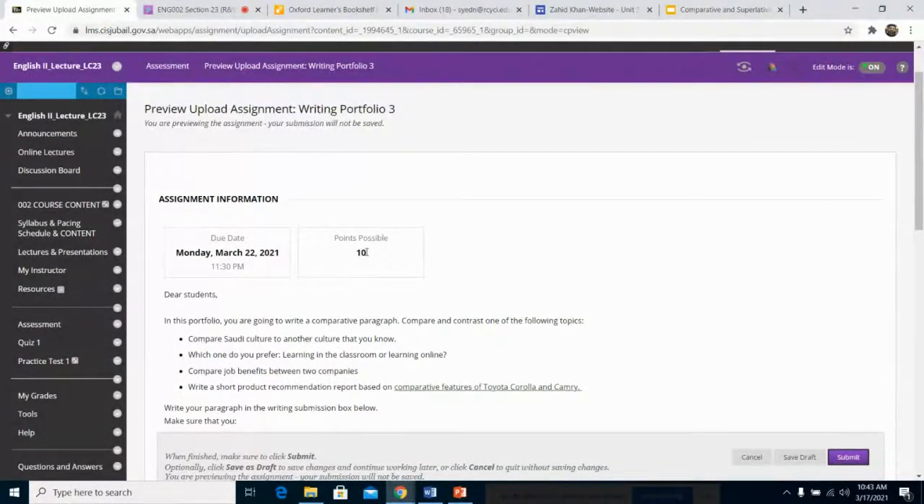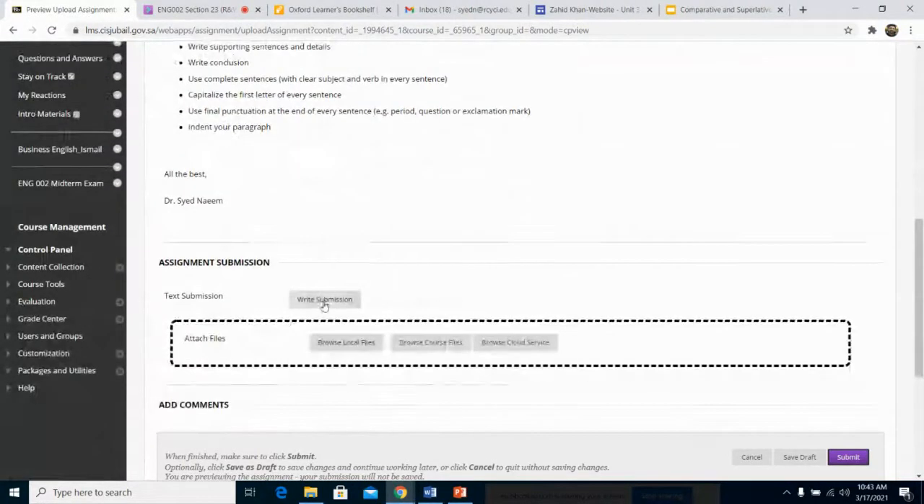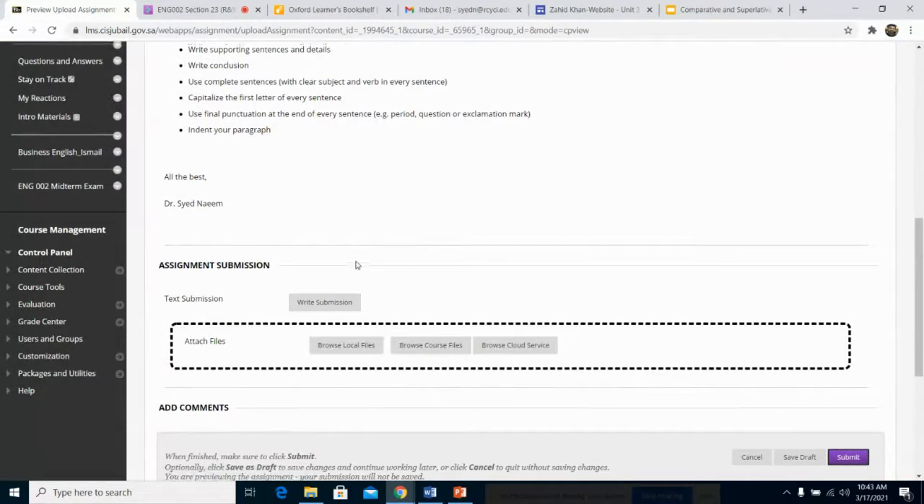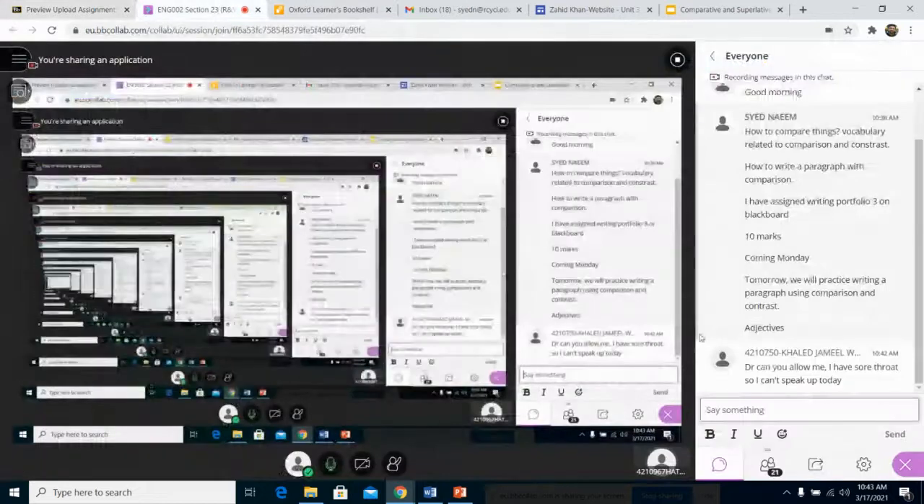assignment with 10 marks. You all know about these things. The instructions are written over here. Then you just click the write submission button and you can start writing. You have to do this at home, not now in the class. Today's class, we will practice how to compare and contrast things, and tomorrow we will practice how to write a paragraph using comparison and contrast. Then you should start doing this assignment. All right?